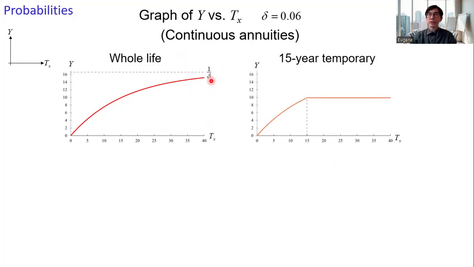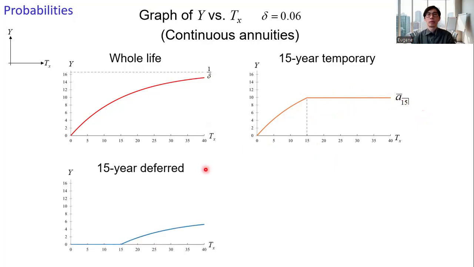Move on to a 15-year temporary annuity. The individual only receives payment for the first 15-year period. And after that, if the individual survives beyond the 15-year period, there are no payments. And therefore, Y is a constant when Tx is greater than 15. And this maximum value of Y corresponds to a angle 15. This is the present value the individual can get for the first 15 years.